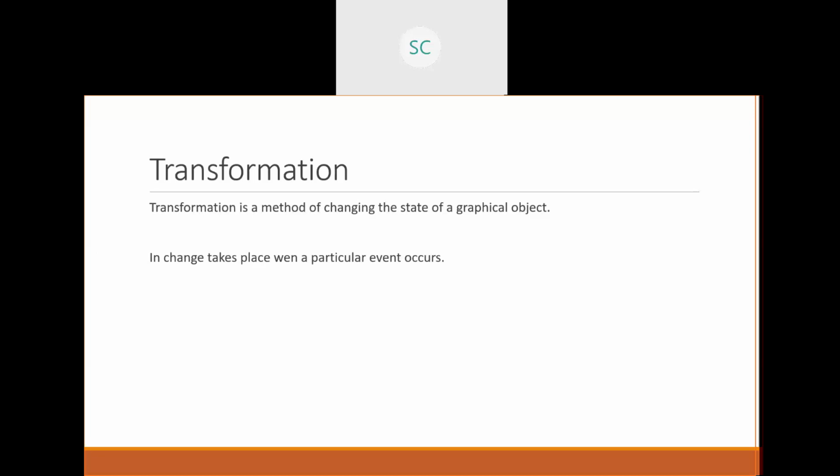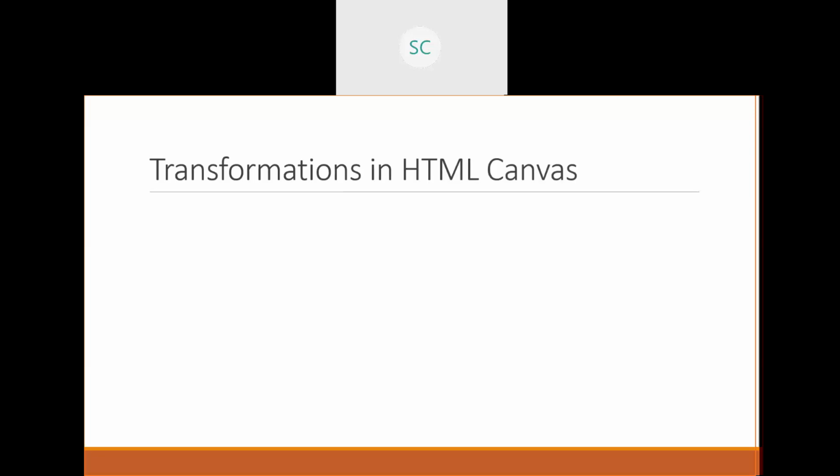The change may take place when a particular event occurs. That means the change takes place when you call a function, or you click a button, or a particular time has elapsed. The events can be anything like clicking a button, loading a page, change of time, or mouse over. You know what the events are. So when an event occurs, the transformation might take place.